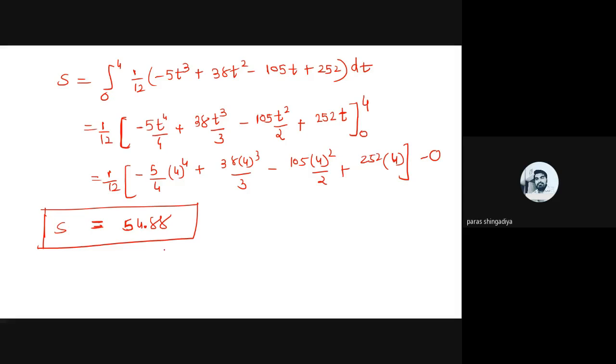And now here the acceleration is also required. So what is the formula of acceleration? Acceleration is equal to dv by dt. That is known as the acceleration. A is equal to dv by dt.